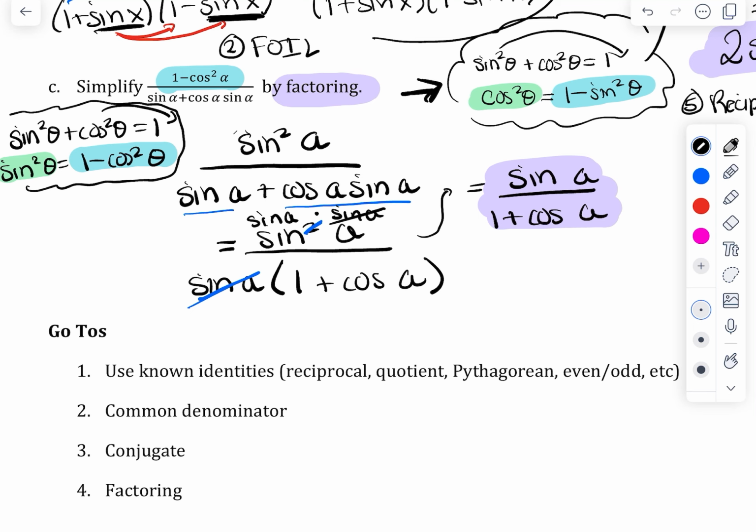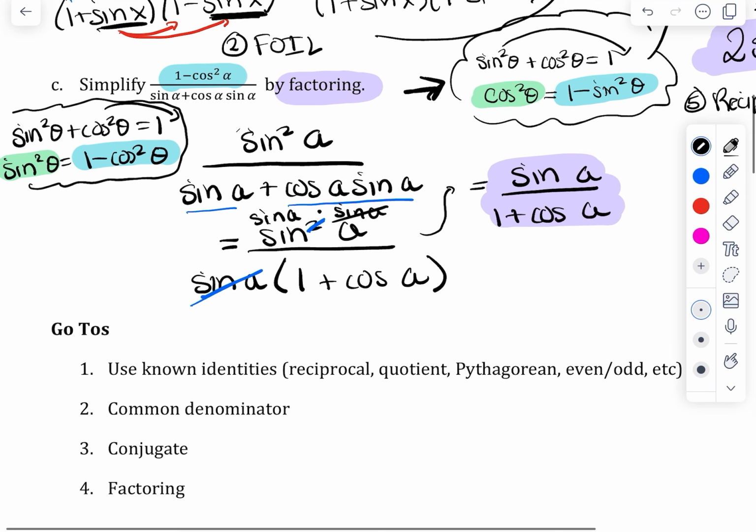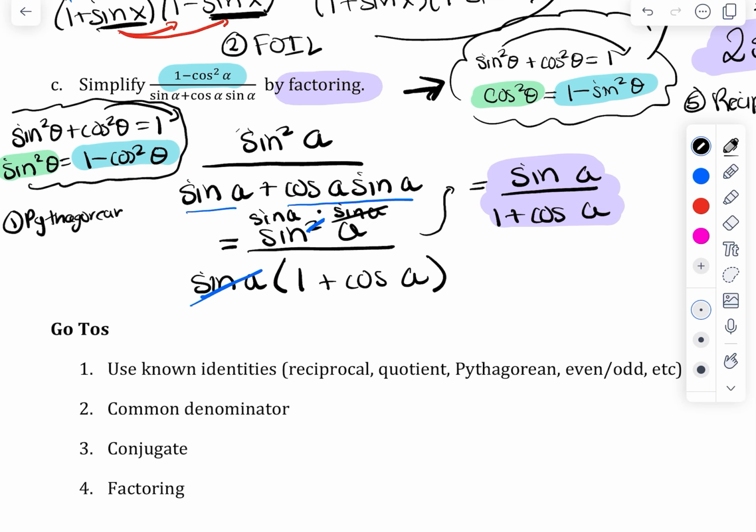So what did we do? What were the steps that we used to do this? Well, step 1, again, we used the Pythagorean identity. You'll use it a lot, you'll see. Step 2, we factored. And if you want to be really specific, you can write the greatest common factor. And step 3, we canceled.